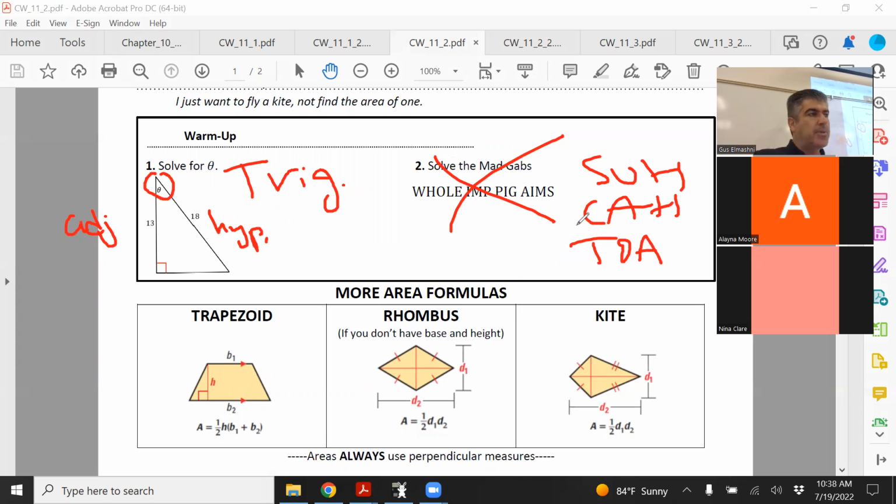So which one uses both the adjacent and hypotenuse? Which of those three options use both A and H? Is this the first one? Is this the last one? Definitely the middle one, right?